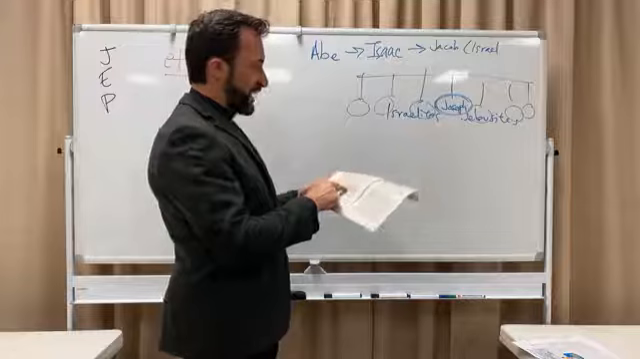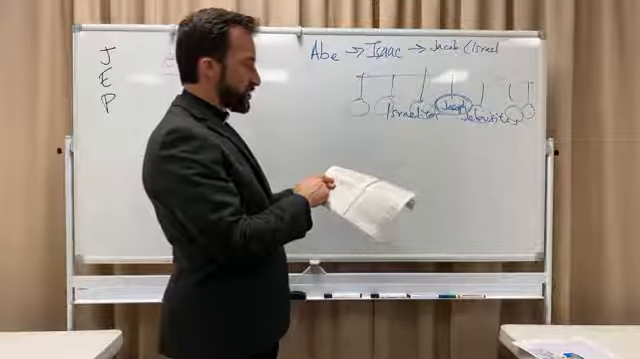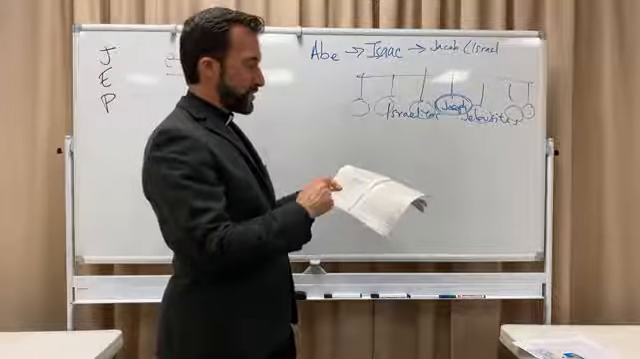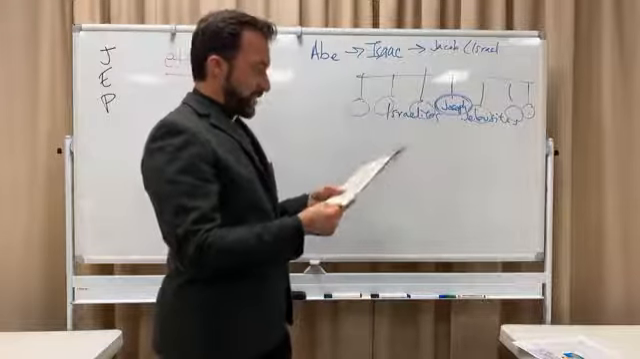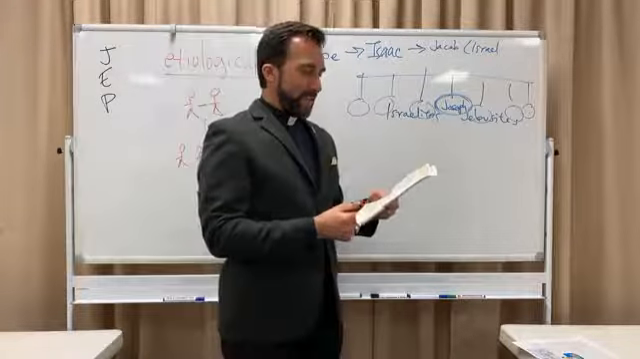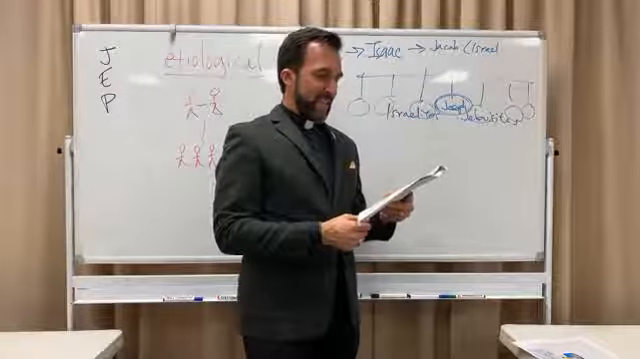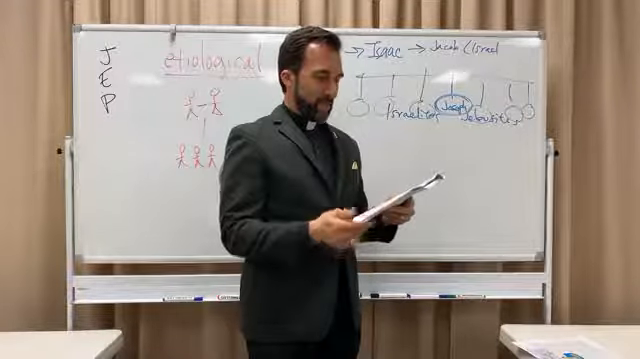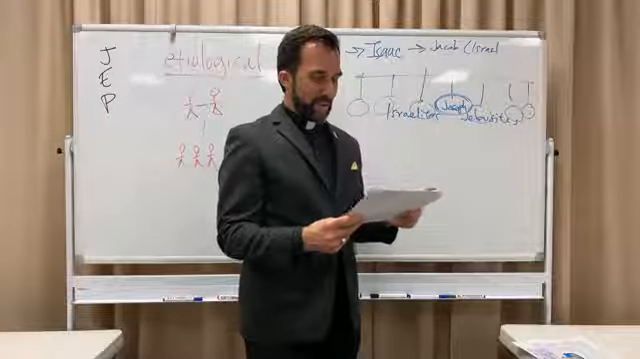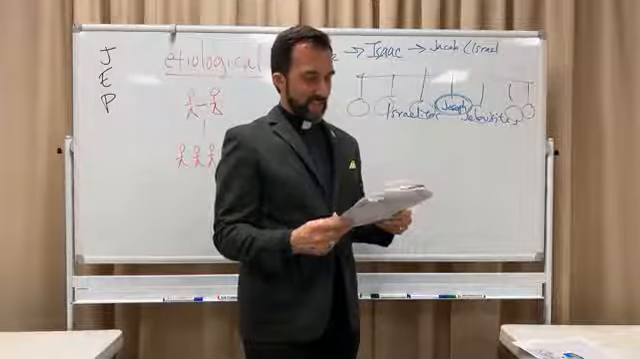Jacob cheats Esau out of the firstborn's blessing. That's Genesis chapter 27, verses 1 to 45, if you want to look it up. Jacob goes to Mesopotamia for a wife. Esau marries the Canaanite woman. God gives a promise to Jacob. Jacob and Laban are in contest. Jacob flees. Jacob has a vision.